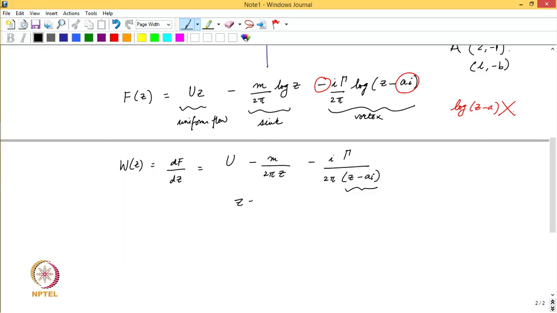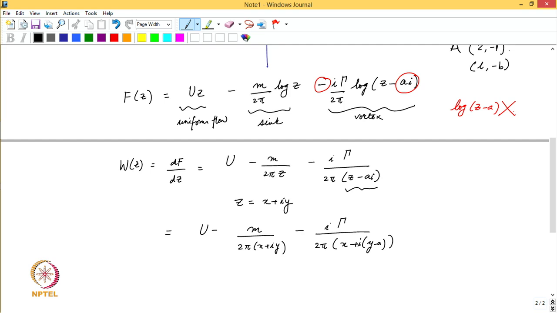Let us use Cartesian coordinates, so that we can write z to be x plus i y in the complex plane. So we will get u minus m by 2 pi times x plus i y, minus i gamma by 2 pi times x plus i times y minus a. All right. So this is what the complex velocity should look like.